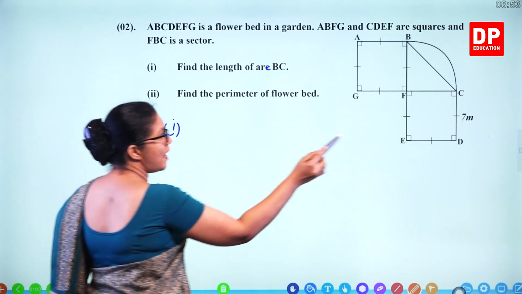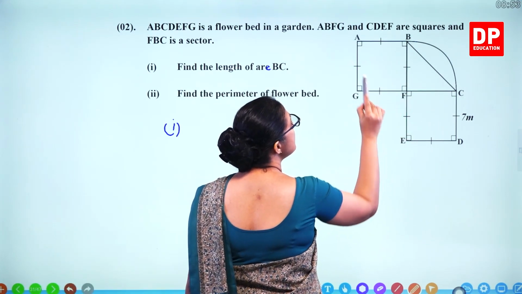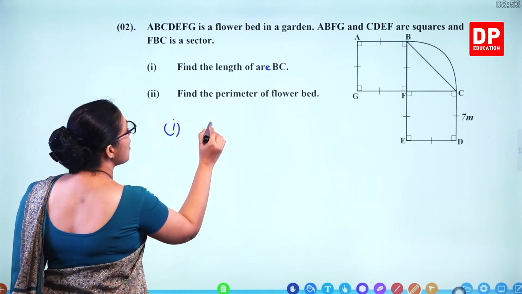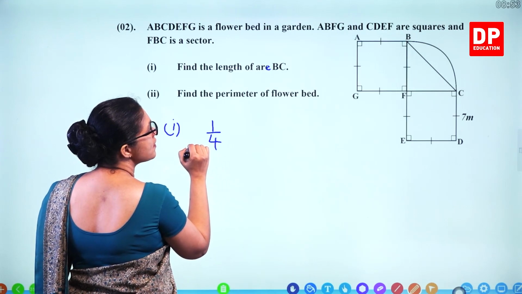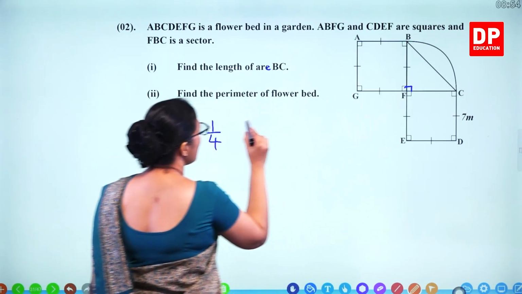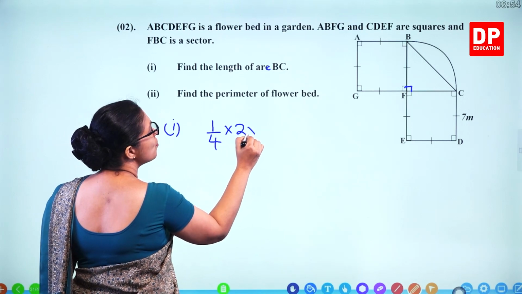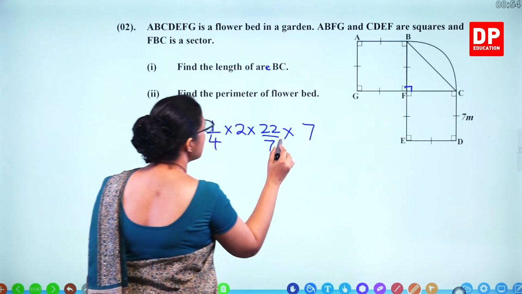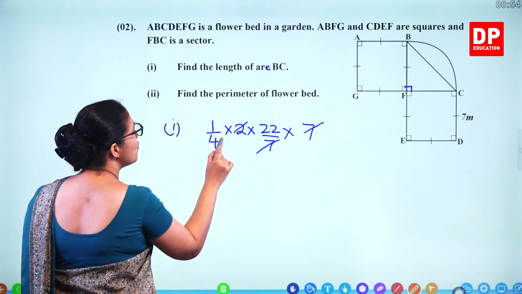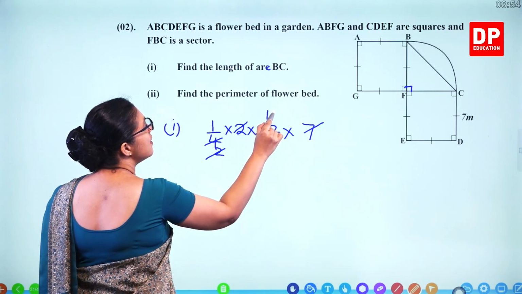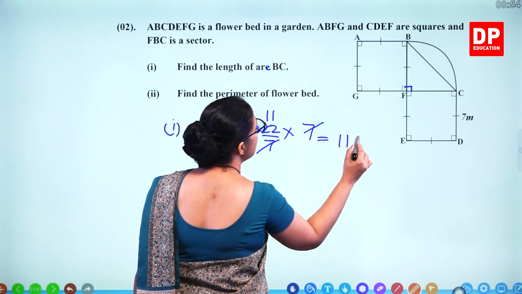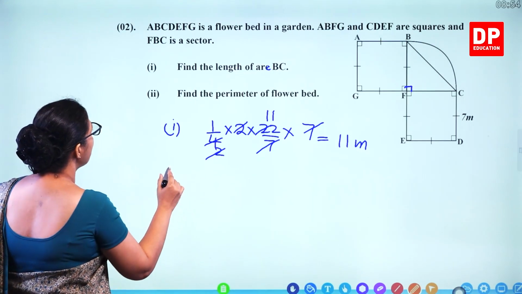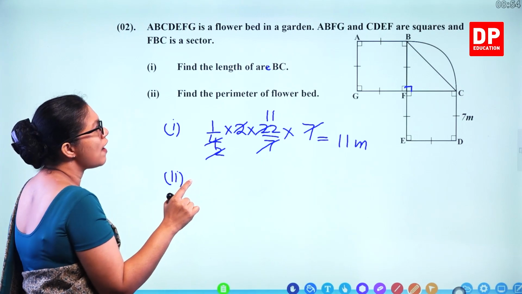So we know that all these lengths are 7 meters. So the radius is 7 meters. So what's the arc length? 1/4, because it's a quarter of a circle, into 2 pi r. 22 over 7 into radius, 7 meters. So 7 get cancelled out, 2 with this 2, and here 11. So 11 meters is the arc length of BC.